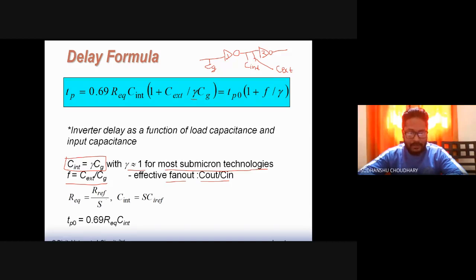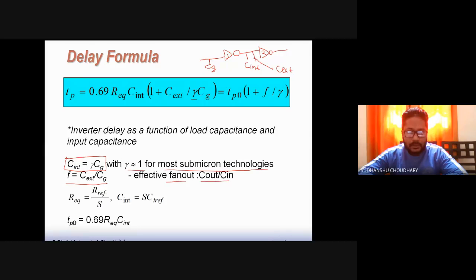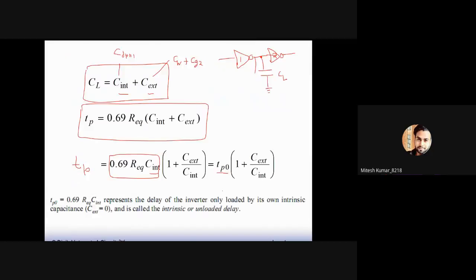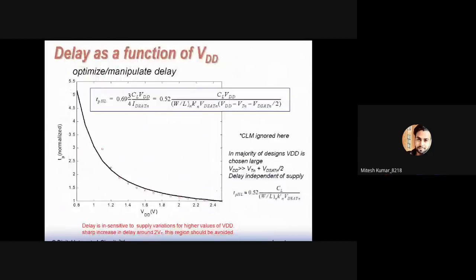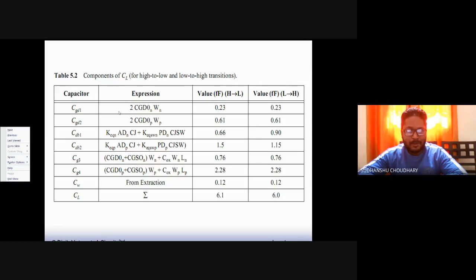So this CG will depend on sizing of the gate or not? CG will of course depend. We had seen earlier, previously we have said that the TP node will not get affected by the sizing of gate. You see that CG we had calculated some time back, so it depends on WN and WP also.